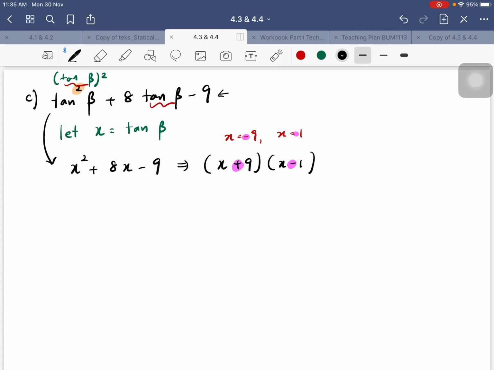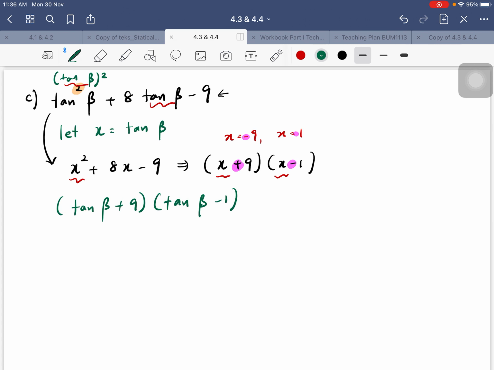Now you're going to change back. So replace all the x to be in terms of tangent of beta. So our factorization is going to look like this. I'm going to have tangent of beta plus 9, multiplied by tangent of beta minus 1. So that is going to be the outcome for C.